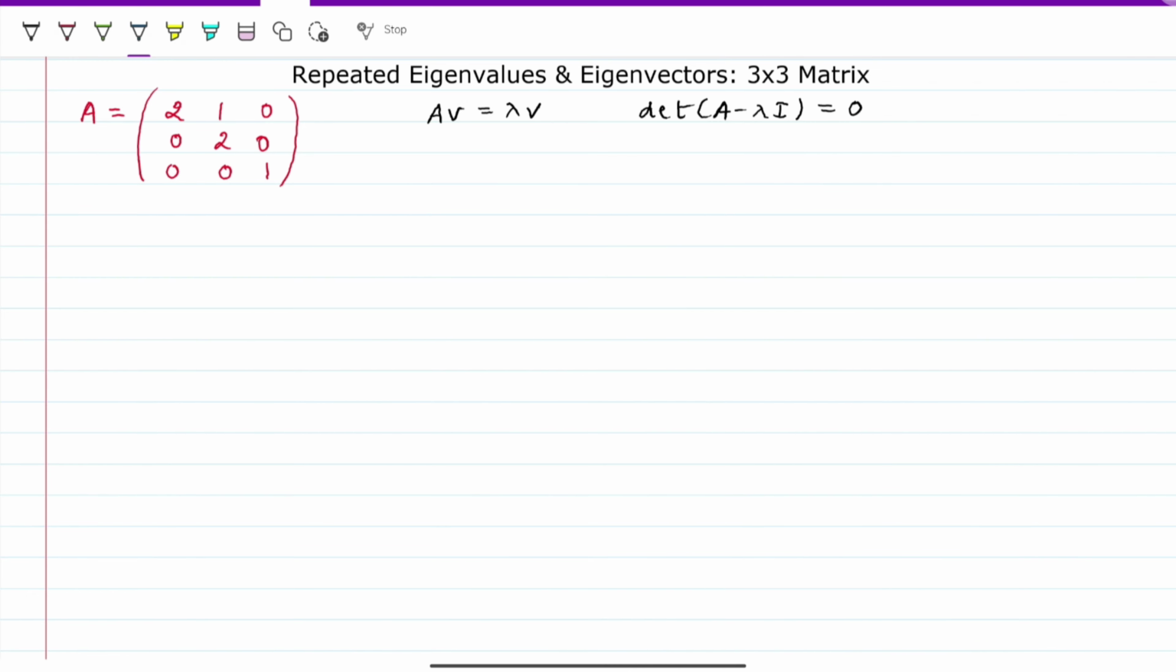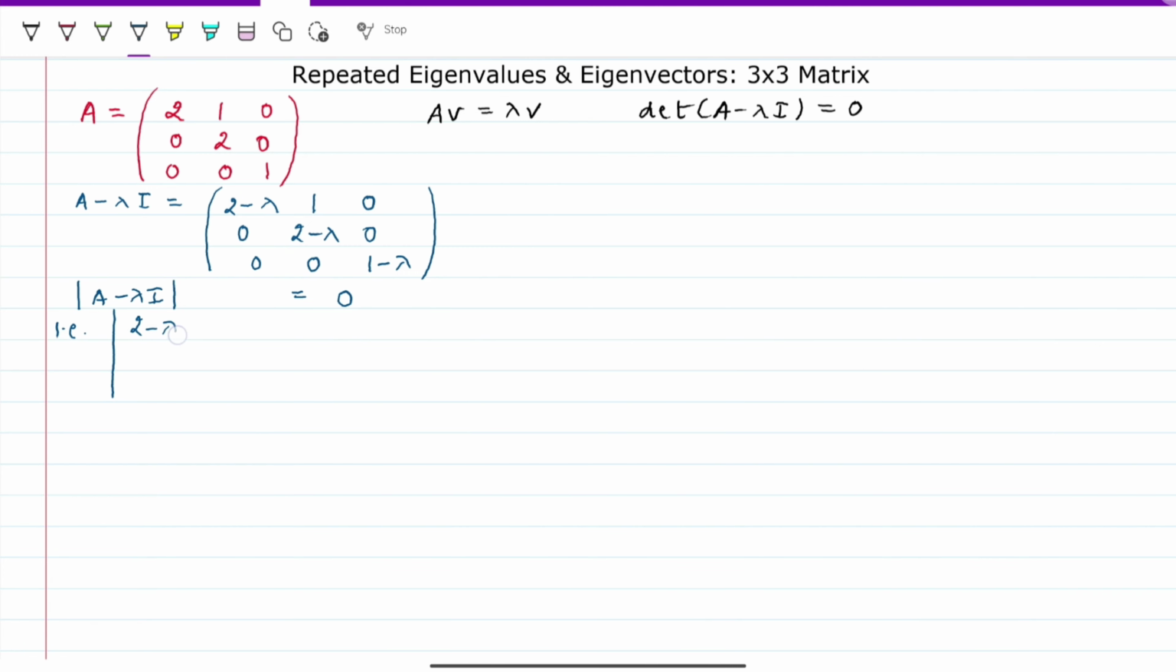Consider the given matrix. For this, we will form the matrix A minus lambda I, which is equal to 2 minus lambda, 1, 0; 0, 2 minus lambda, 0; 0, 0 and 1 minus lambda. Now the characteristic equation is given by the determinant of A minus lambda I is equal to 0, which gives us the determinant of this matrix, 2 minus lambda, 1, 0; 0, 2 minus lambda, 0; 0, 0, 1 minus lambda, is equal to 0.